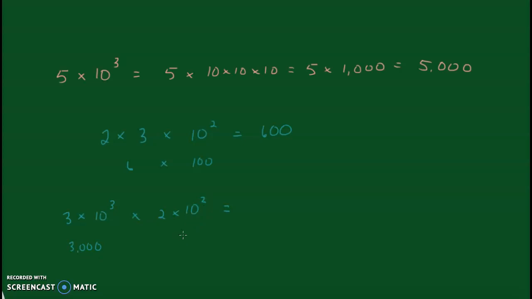2 times 10 to the second, 10 to the second is 2 zeros. 2 times 1 is 2. So that's 3,000 times 200. There's 1, 2, 3, 4, 5 zeros. So we're going to have 5 zeros in our answer. And then 3 times 2 is 6. So I've given you a couple different ways of thinking about how to do each of those problems.